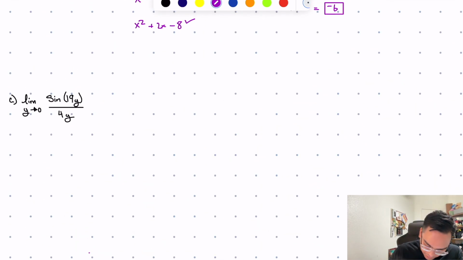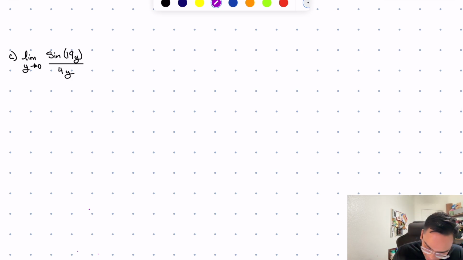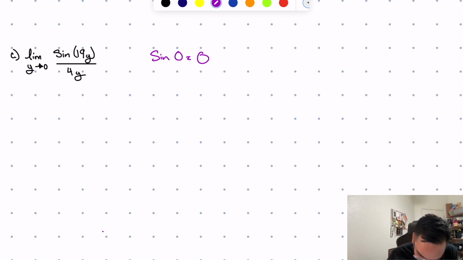Now, moving on to problem C. So for C, there's 2 ways to do it, and as before, if we plug in a 0, sine of 0 is equal to 0. The way we'd read it is the limit as y approaches 0 of sine of 19y over 4y. If you know the sine of 0 is equal to 0, if you don't know what the sine value is, basically it's just the y value, because sine is equal to y.